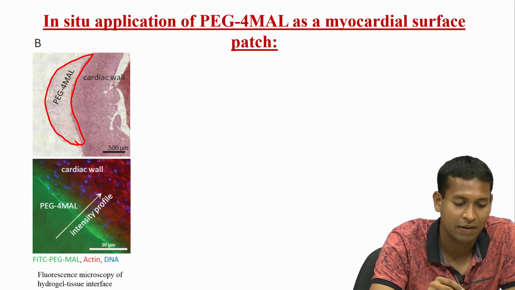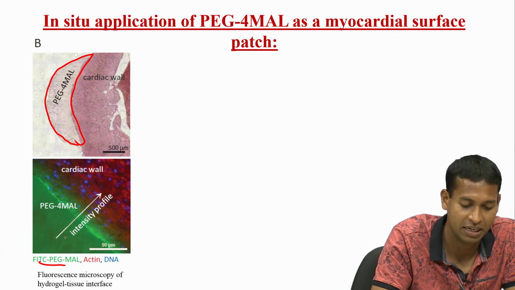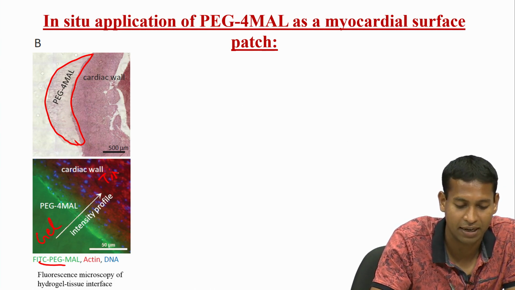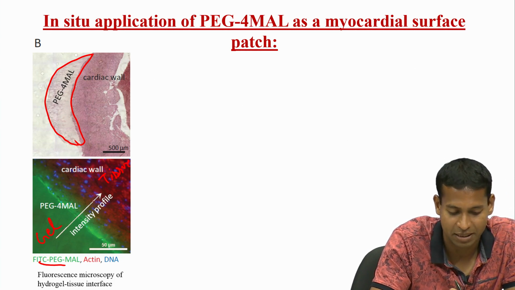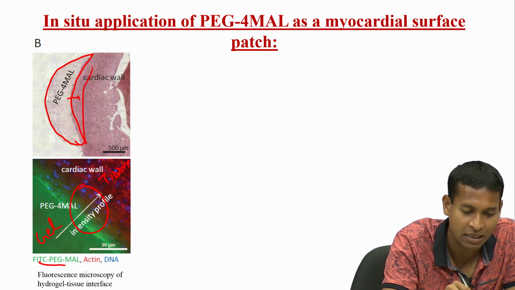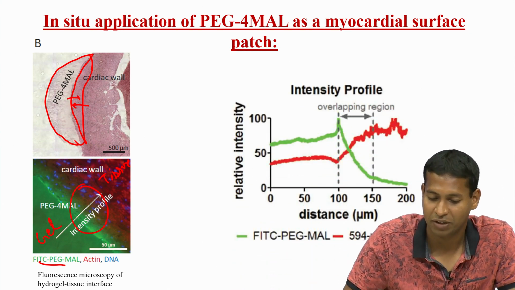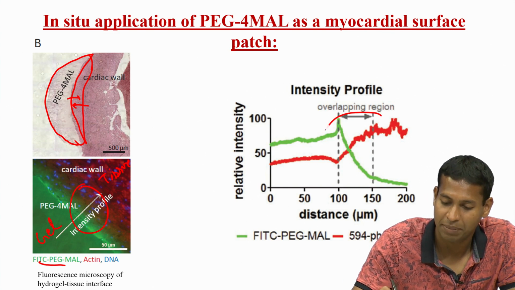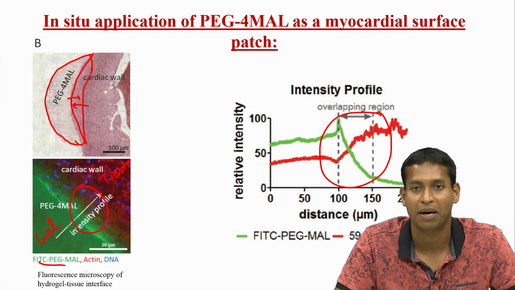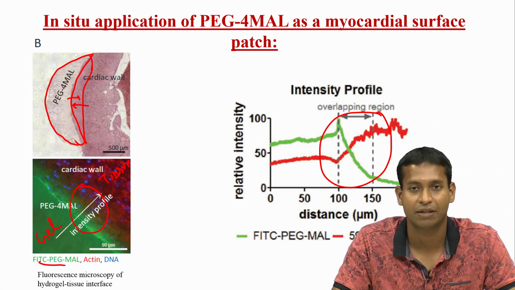Not only that, the authors have encapsulated some FITC in here, which fluoresces green. So this is all gel, and this is all tissue, the cardiac tissue in this case, and there is some sort of an interface. The gel was actually able to diffuse in and polymerize, and the cells were also able to move in here. So you do have this overlapping region in which the cells are interacting with the tissue, and this is a very compatible surface. That is basically all on the in situ hydrogels for this class.